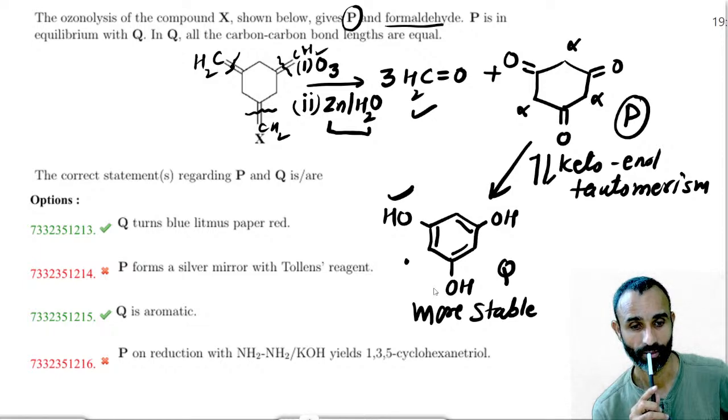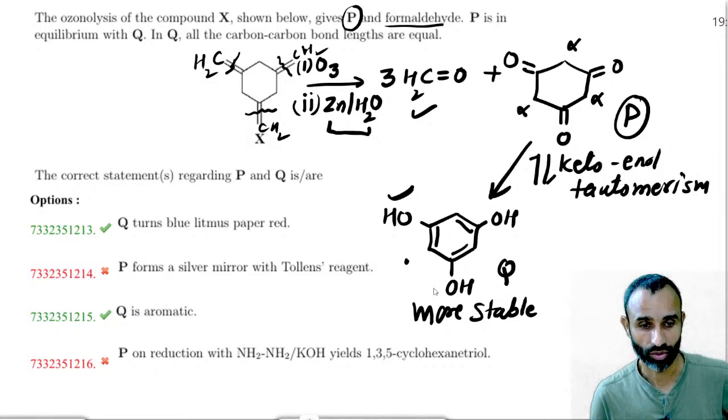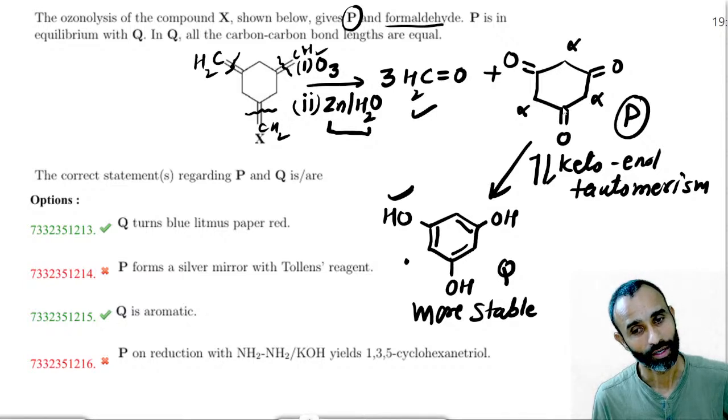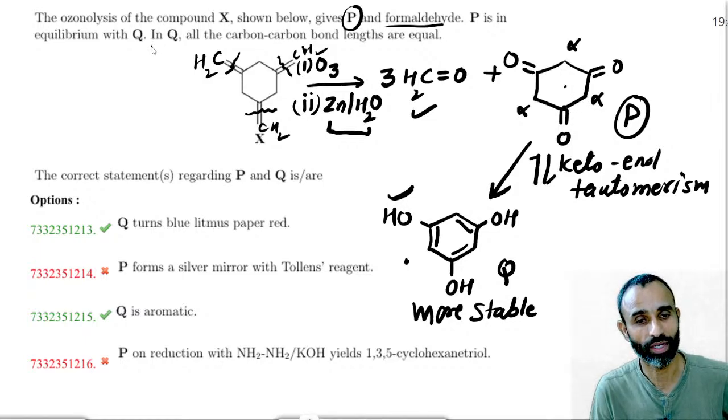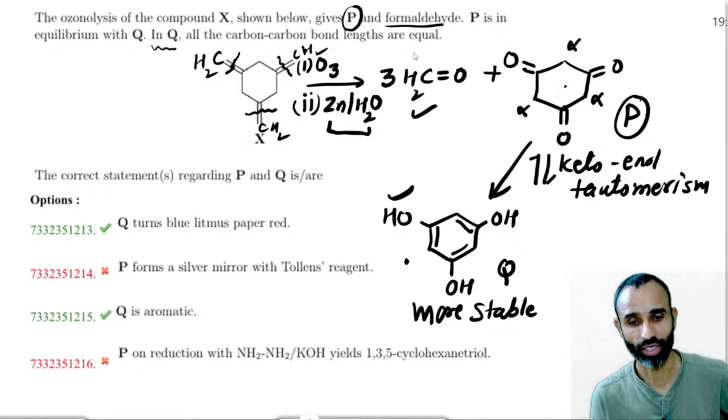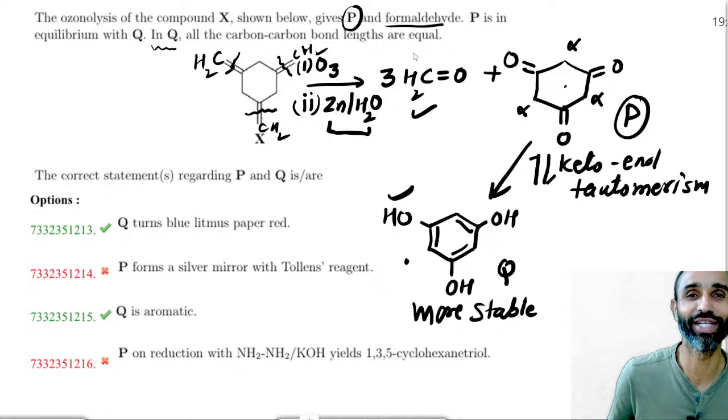P forms a silver mirror. So it is not possible because it is a ketone. See, sir, in P all bond lengths are not equal. In P, all bond lengths are also equal, carbon-carbon. Right, carbon-carbon bond lengths are equal in this case also. It is simply written that in Q all the carbon-carbon bond lengths are equal. So in Q as well, it is not written that in P and Q carbon-carbon bond lengths are not equal.